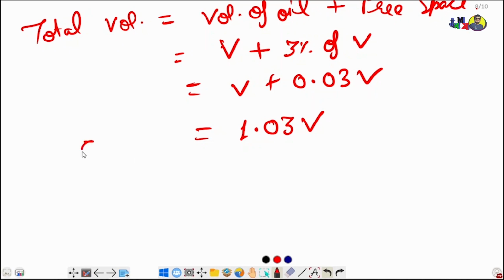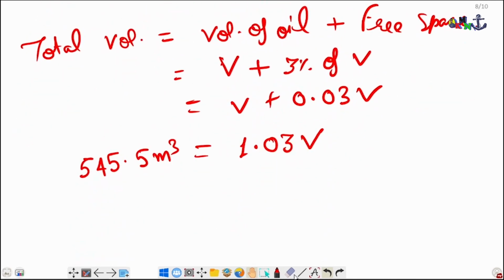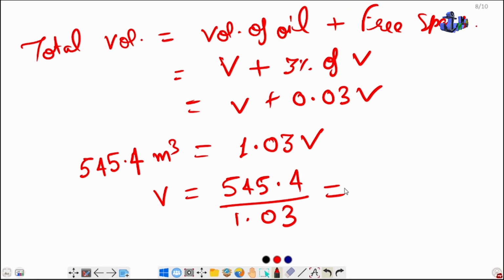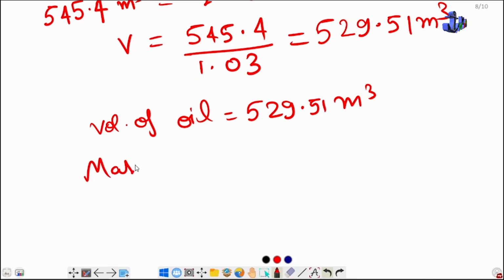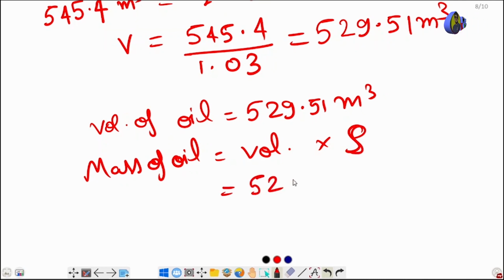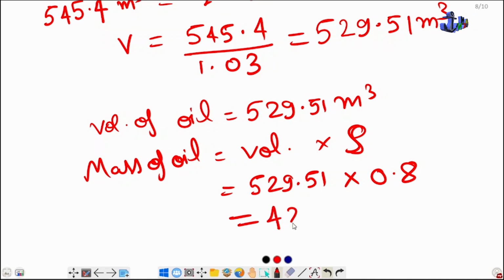And total volume, we know it is 545.4 meter cubes. So we will find out 545.4 divided by 1.03, which will give you 529.51 meter cube. So this is the volume of oil. So mass of oil will be equals to volume into density. Volume is 529.51 and density is 0.8. Mass of oil will be 423.61 tons.